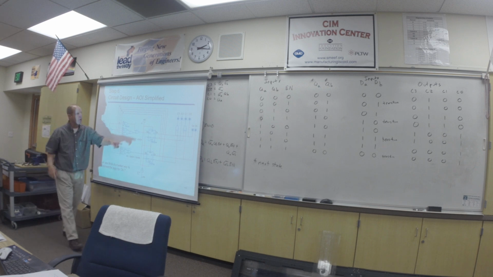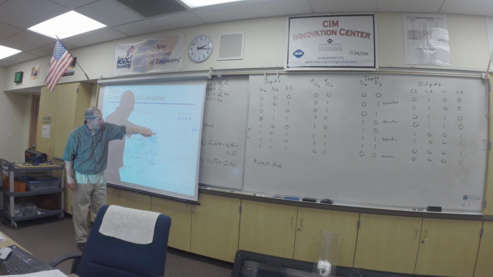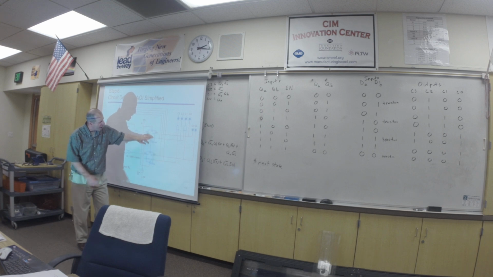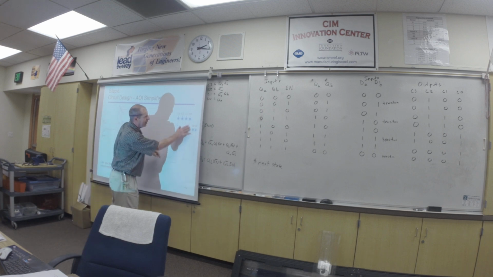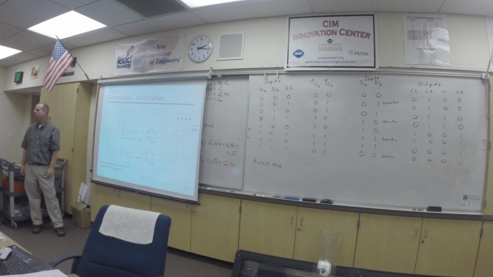The outputs over here, here's our C3, C2, C1, C0. Here's QA, QA naught, QB, QB naught. And you can see that these are all going into whatever kind of combination to get those lights to shine. That is a state machine.